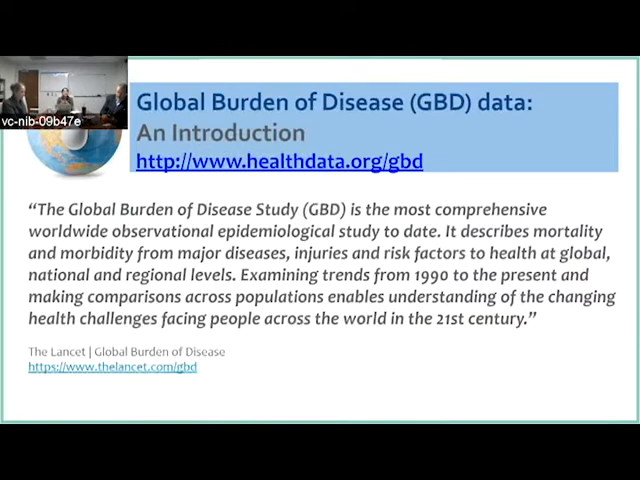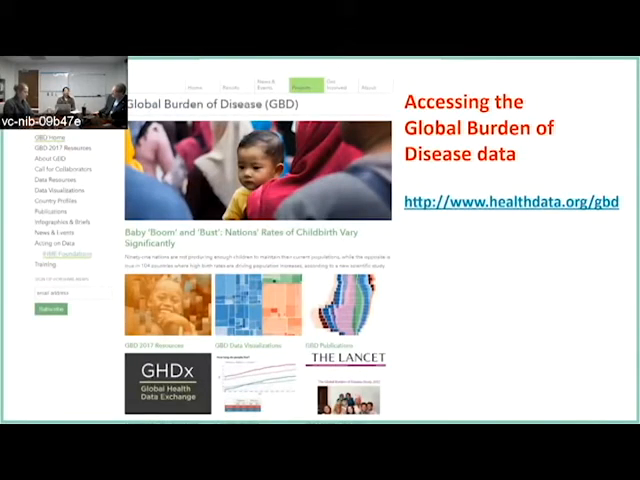But it is the most comprehensive worldwide observational epidemiological study to date. It looks at national and regional levels, and it goes from 1990 to the present for us to better understand the burden of disease and connections of health issues around that, and socioeconomic issues. So it's a very rich source of data. There are different ways we can see this data set. We can just see the actual data set, download it, and work with it for statistical analyses if we want. Another way is for us to actually go into the source itself and do some data visualization.